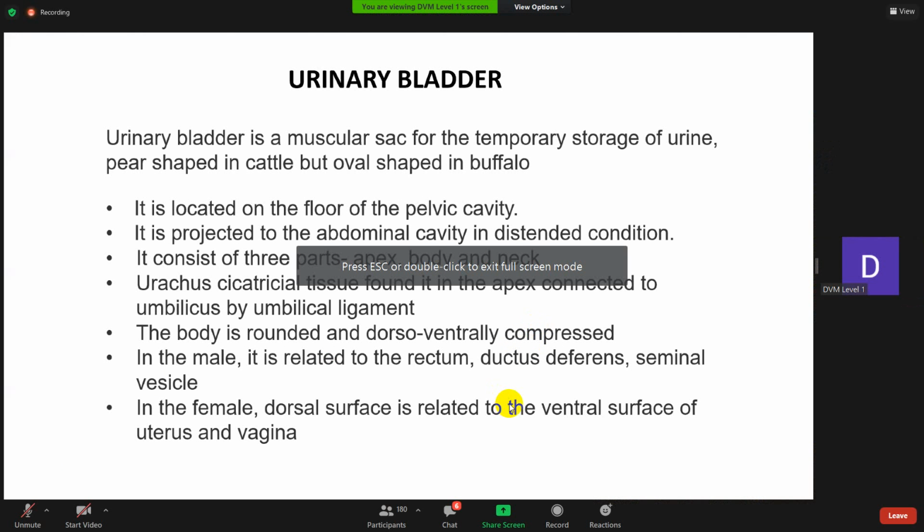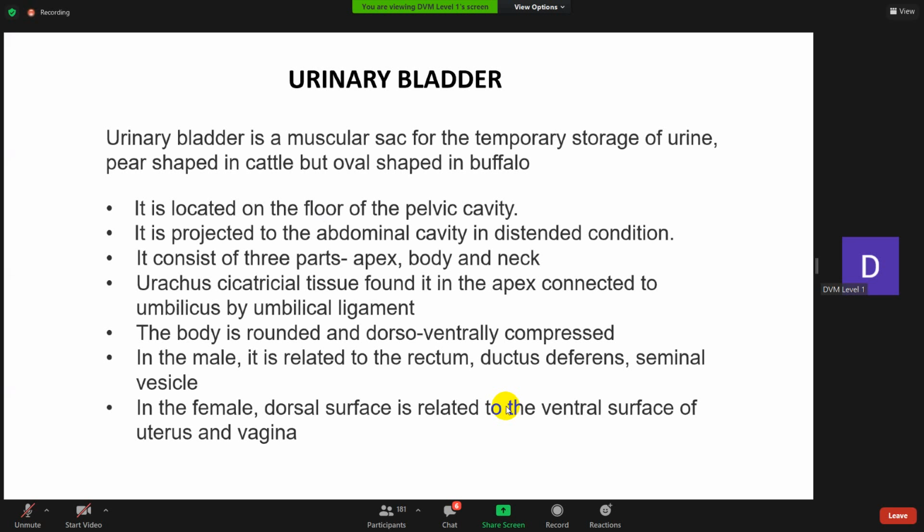Urinary bladder, again just a quick review. Urinary bladder is a muscular sac. You have seen that it is a sac-like organ composed of muscle. It is a muscular sac for temporary storage, and it is located in the floor of the pelvic cavity. In the empty condition it always lies in the pelvic cavity, but it may extend cranially into the abdominal cavity when it is full of urine.